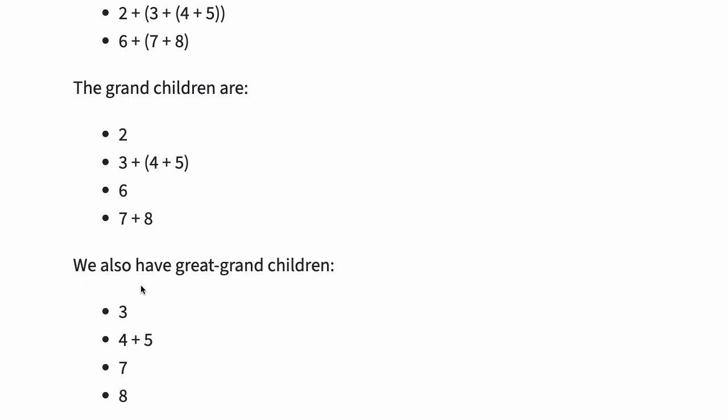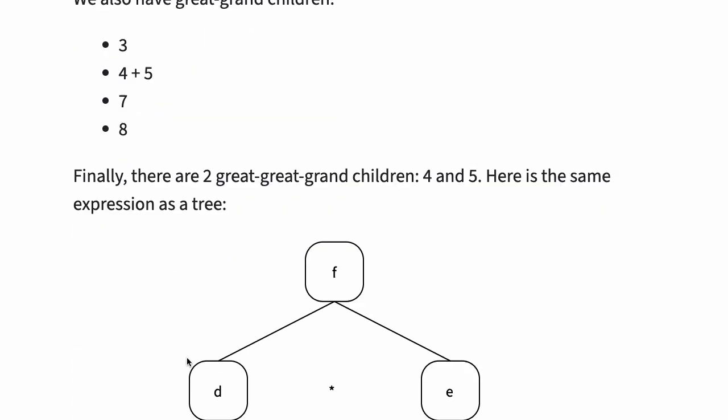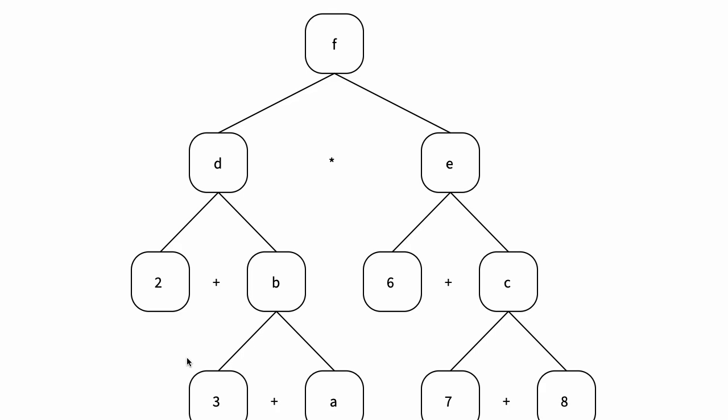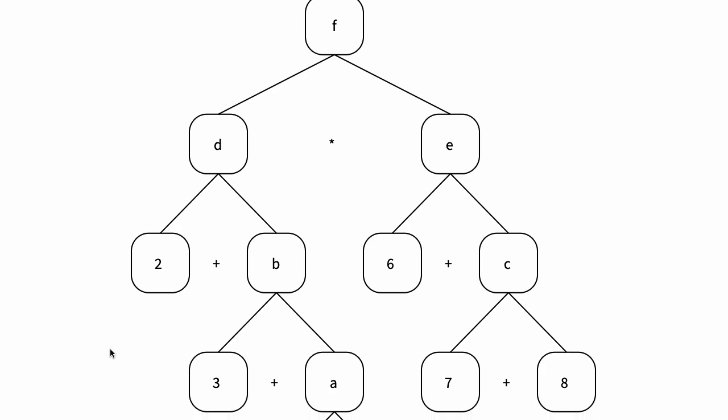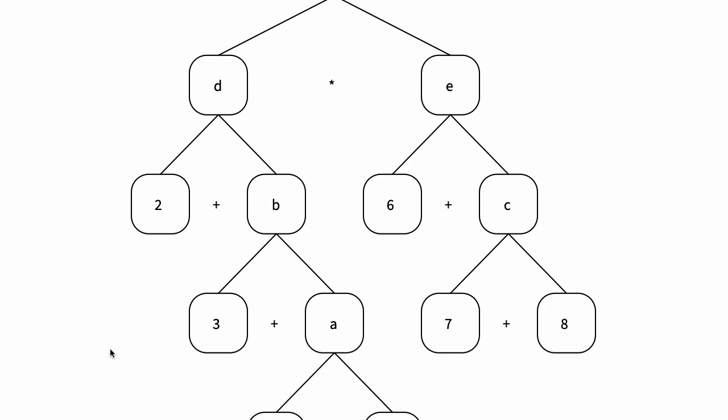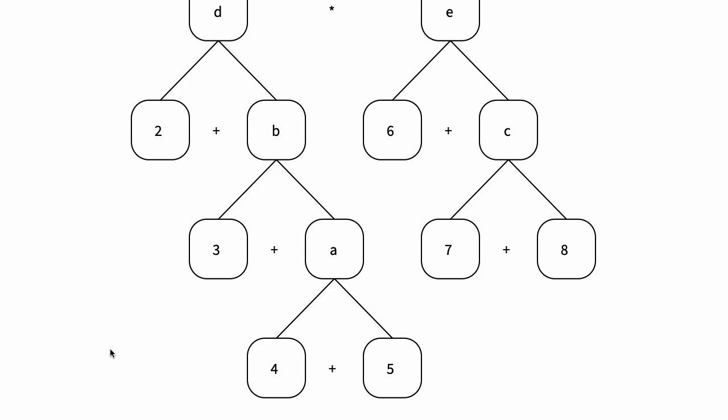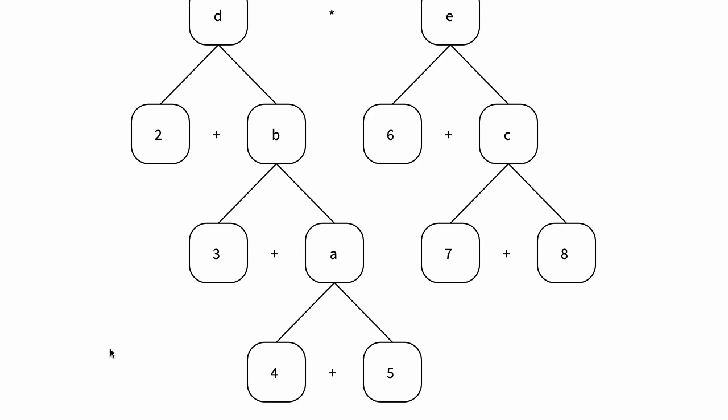We also have great-grandchildren, which are 3, 4 plus 5, 7, and 8. Finally, there are two great-great-grandchildren, 4 and 5. And here is that expression as a tree. Take a moment and try listing the operations in order.